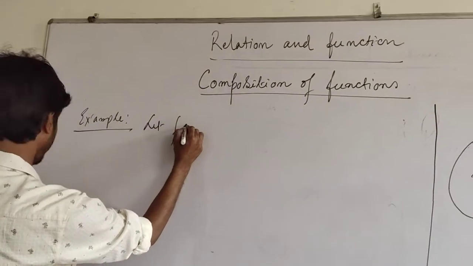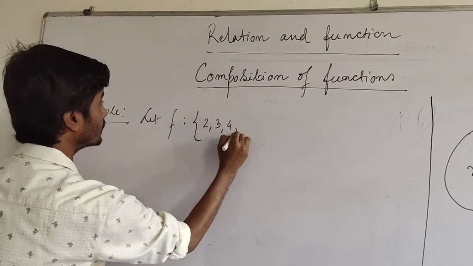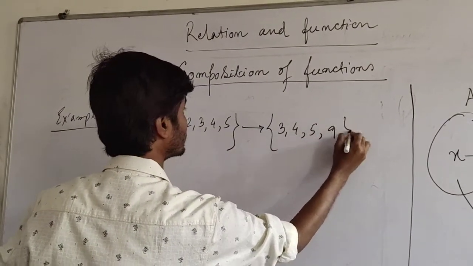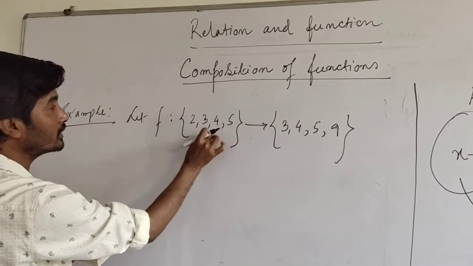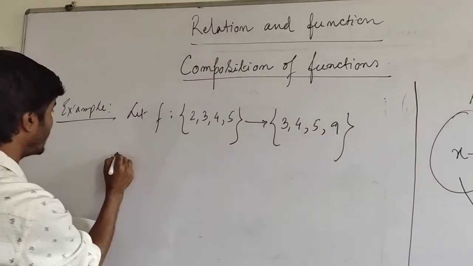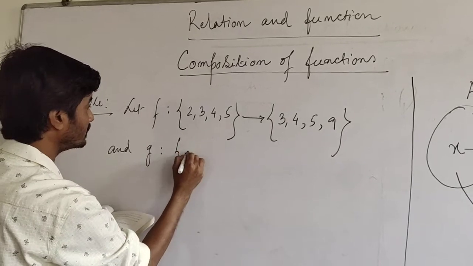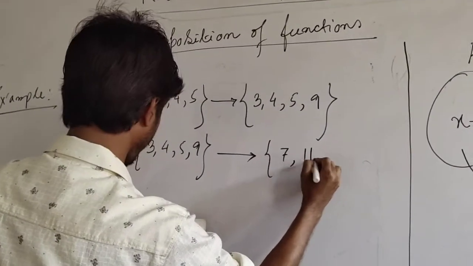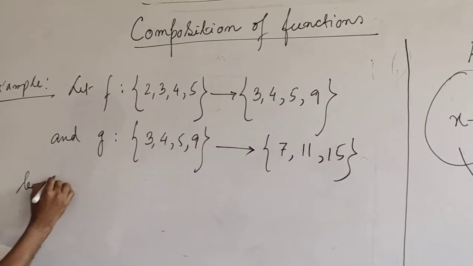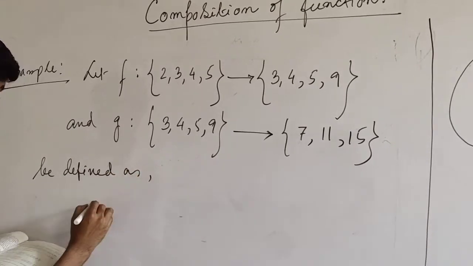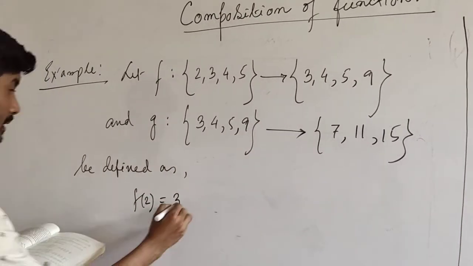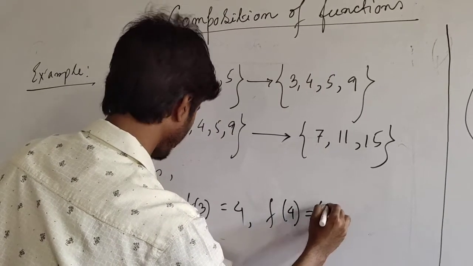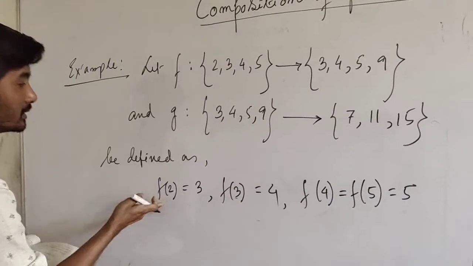Example. Let f be a function from the set {2, 3, 4, 5} to the set {3, 4, 5, 9}, and z be another function from the set {3, 4, 5, 9} to the set {7, 11, 15}, defined as: f(2) = 3, f(3) = 4, f(4) = f(5) = 5, and so this is the definition of f.